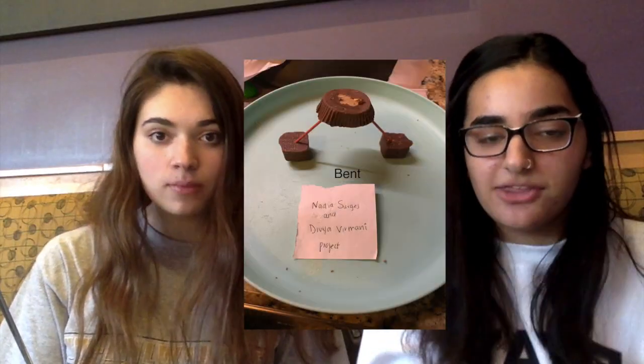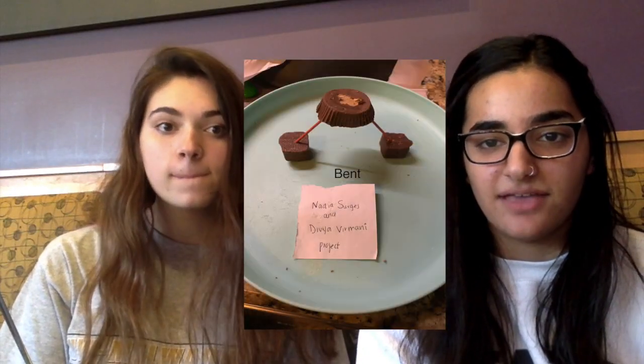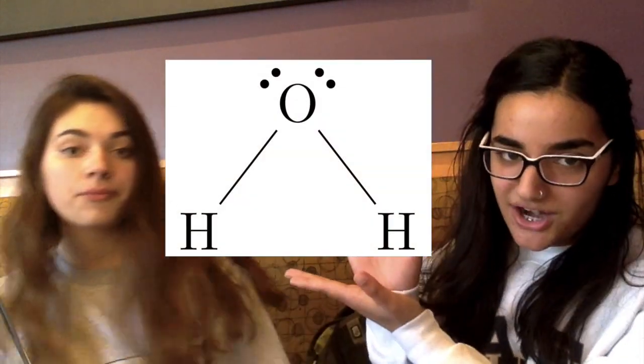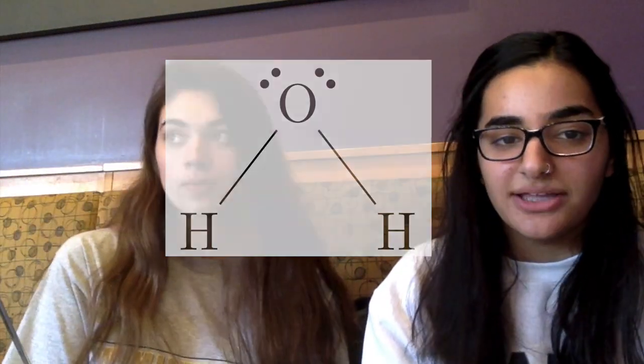Our third molecular shape is bent, and our example is H2O, also known commonly as water. You can see a picture of it here. The bond angle is 104.5 degrees, and the polarity is polar because all the bonds are polar, and there are 2 lone pairs and 2 shared pairs of electrons in this example.